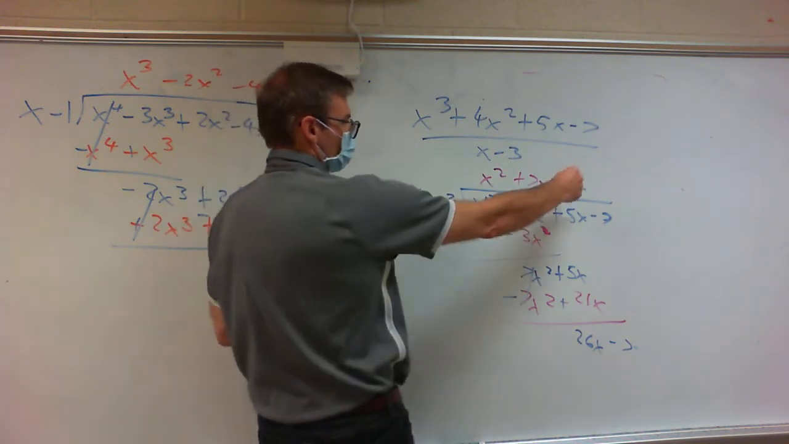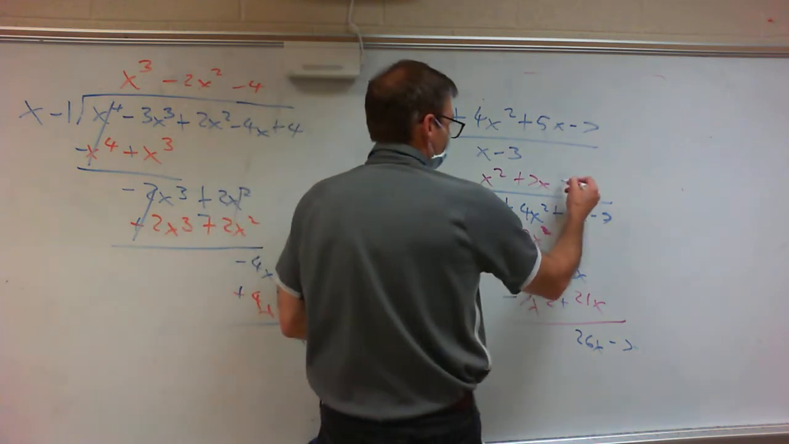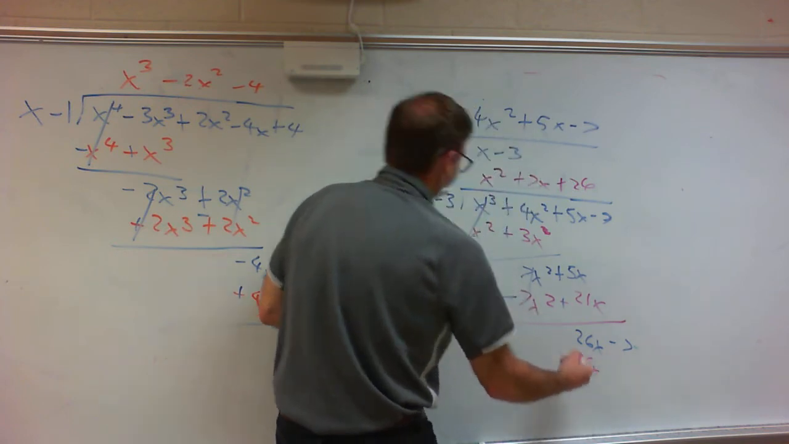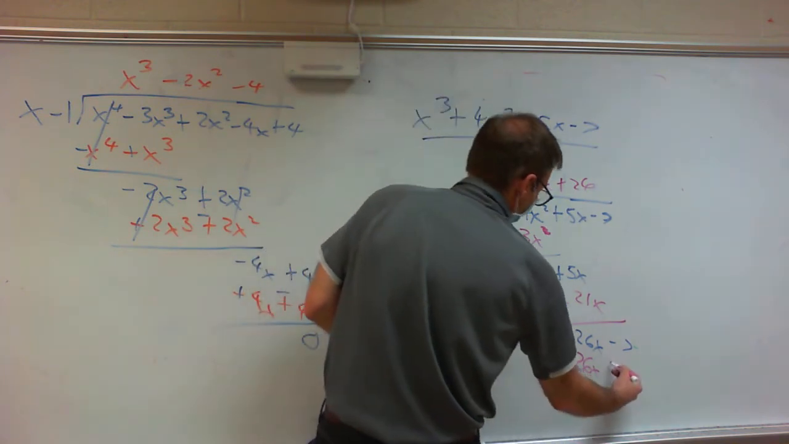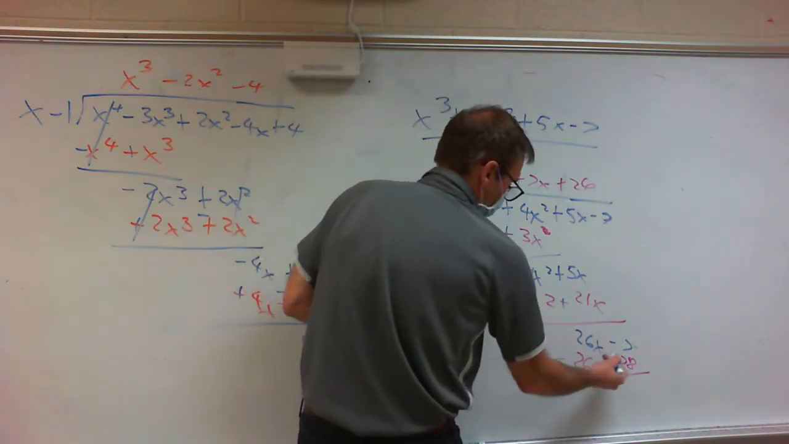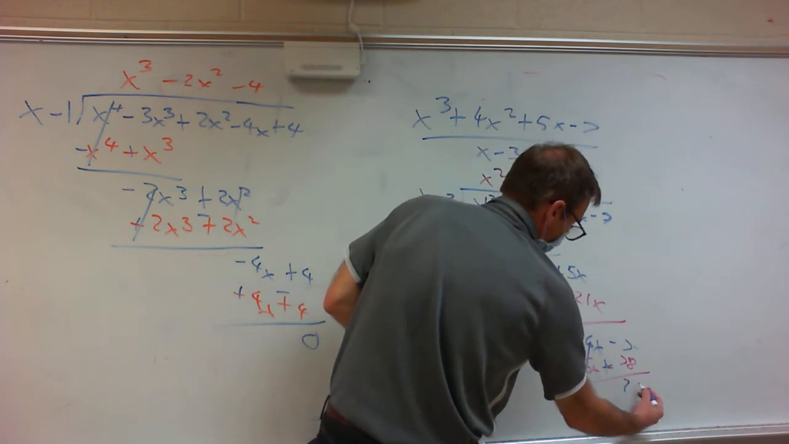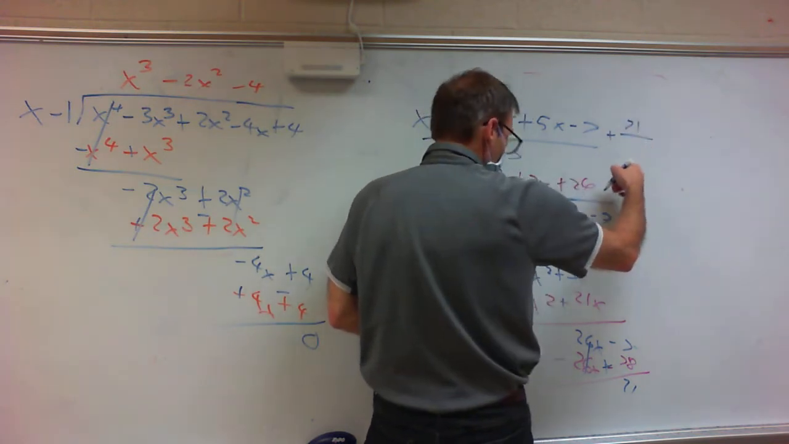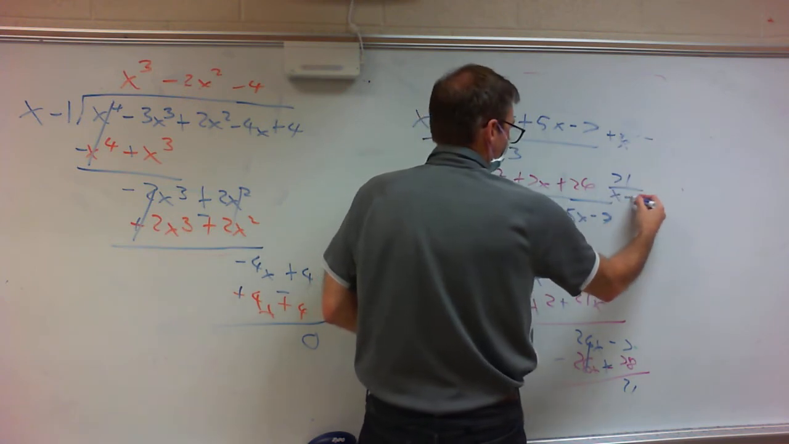And then I need to think what's going to go here so that this times this exactly equals this. 26. 26, yay. This times this gives me 26x. This times this, 78. So negative 78. And now when I change the signs, this cancels, and 78 minus 7 is 71. There's my remainder. So I'm going to put plus 71 over x minus 3. We're going to add it.